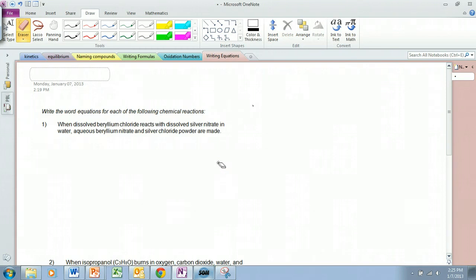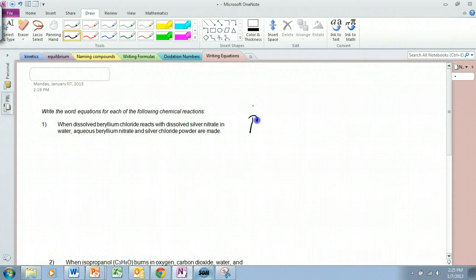Okay guys, so we have an equation here that we are going to try and write out, and it says write the word equation for the following chemical reactions. 1. When dissolved, barium chloride reacts with dissolved silver nitrate in water. Aqueous beryllium nitrate and silver chloride powder are made. So we have to first write out these compounds.